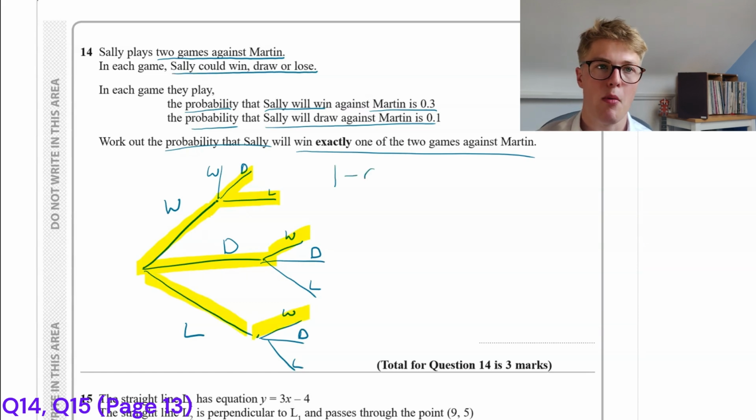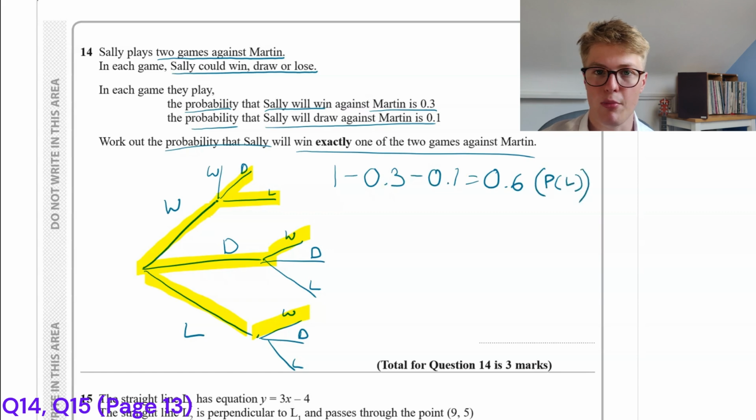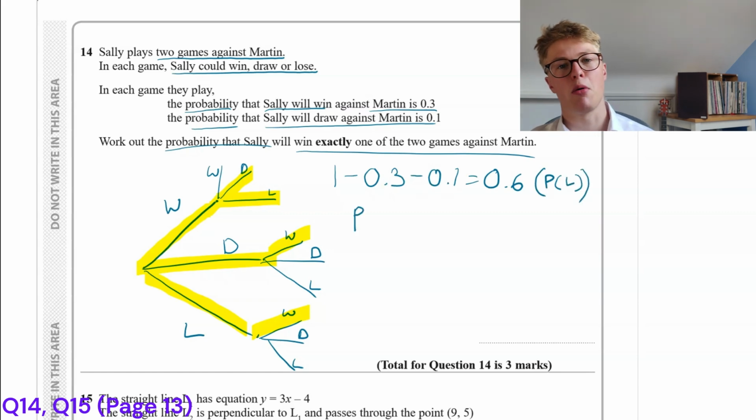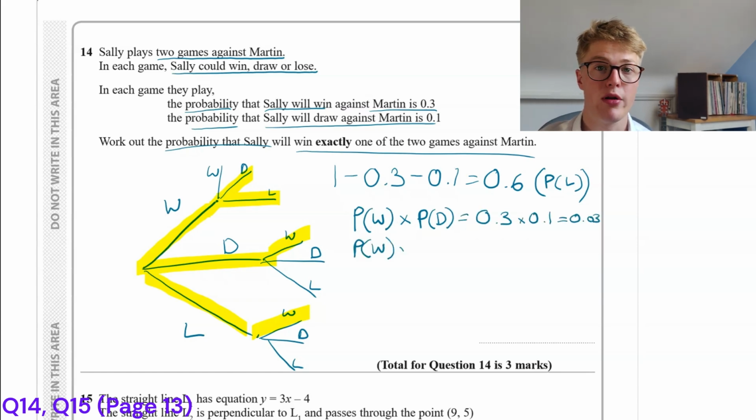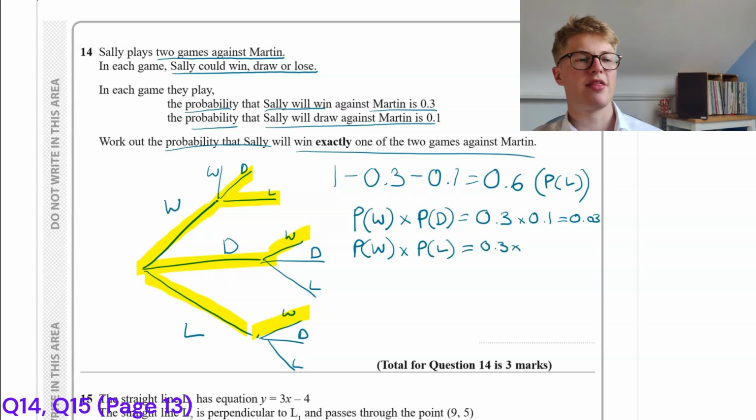So we need to find out the probability of getting a loss, and that's 1 minus 0.3 minus 0.1, which is 0.6. Then we can figure out the probabilities of each of these events happening. So the probability of a win followed by the probability of a draw is going to be 0.3 times 0.1, which is 0.03. The probability of a win followed by the probability of a loss is going to be 0.3 times 0.6, which is 0.18.